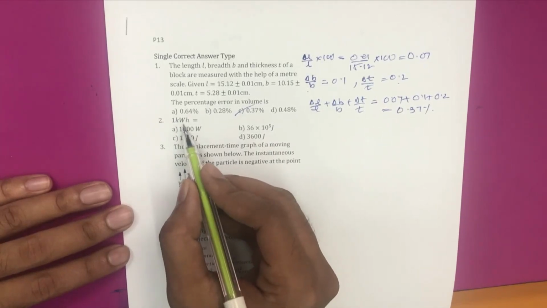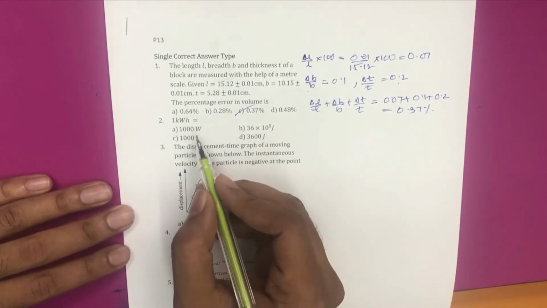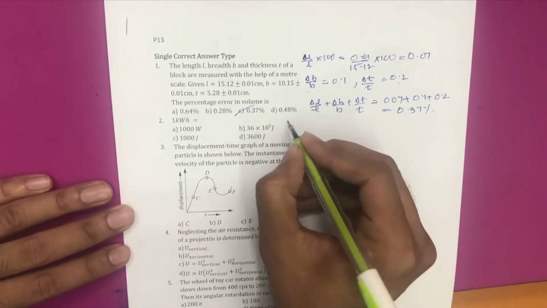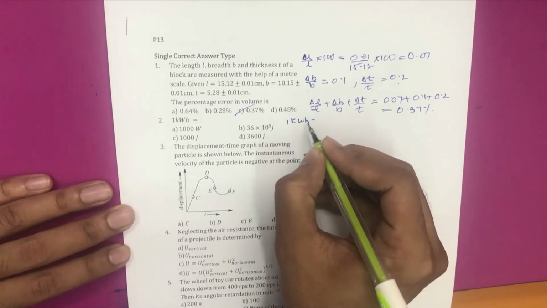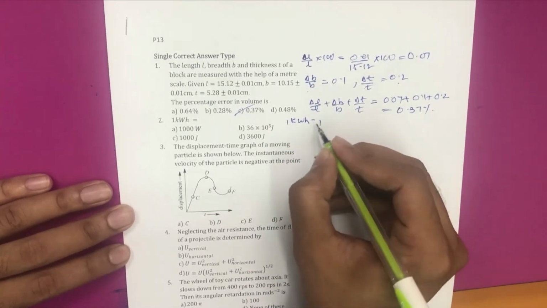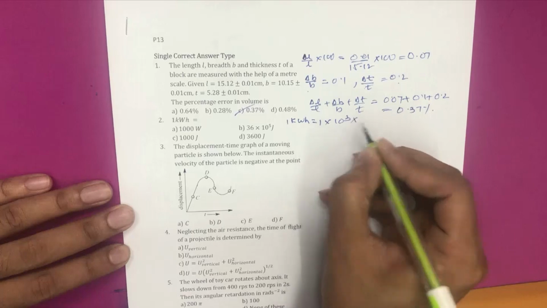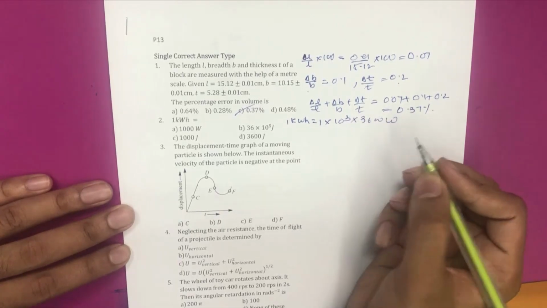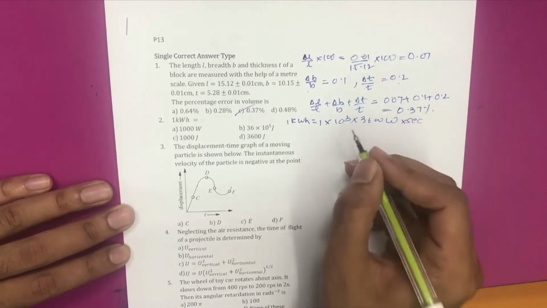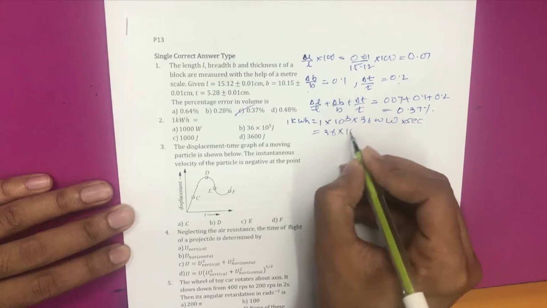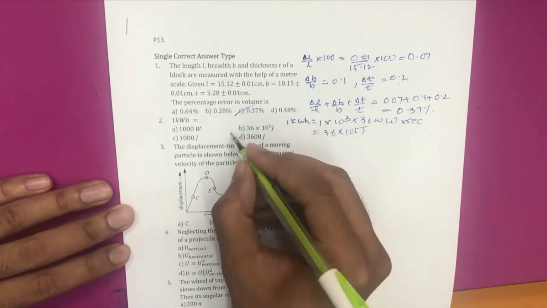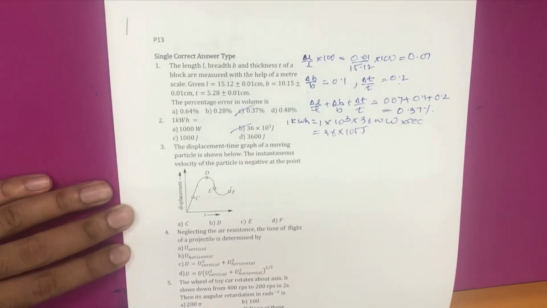Question 2. 1 kilowatt hour equals. Now 1 kilowatt hour would be equal to 1 into 10 raised to 3 into 3600 watt second, which will be basically 36 multiplied by 10 raised to 5 joules. So that is option B.